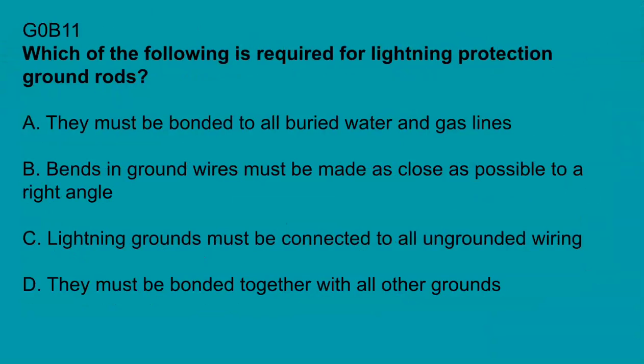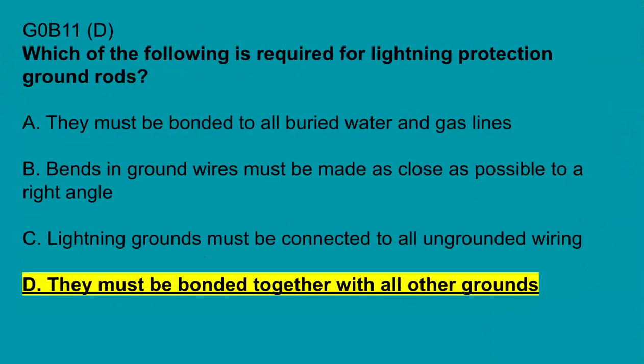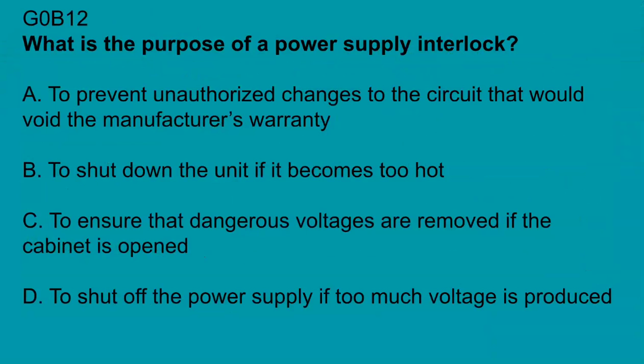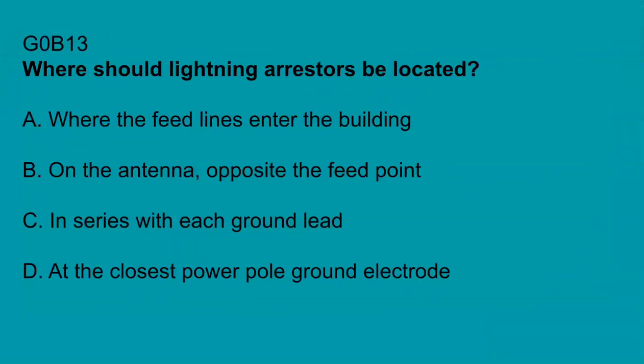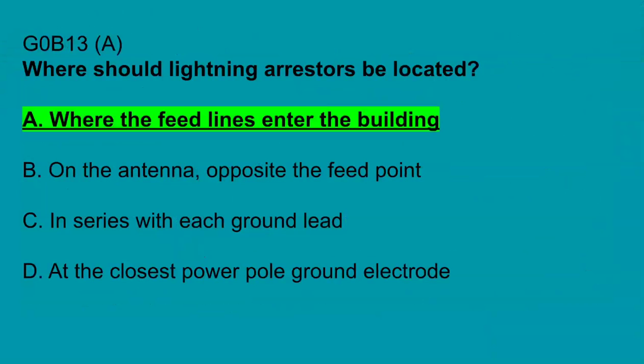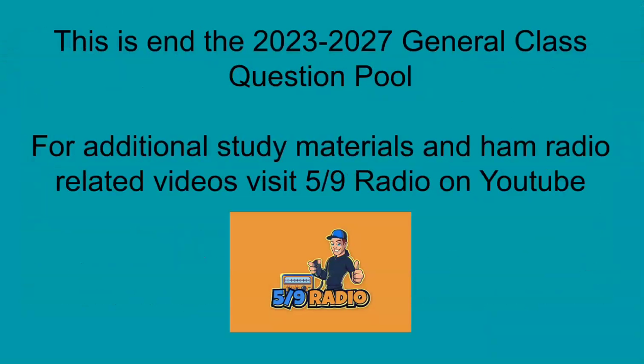G0B11, which of the following is required for lightning protection ground rods? They must be bonded together with all other grounds. G0B12, what is the purpose of a power supply interlock? To ensure that dangerous voltages are removed if the cabinet is opened. G0B13, where should lightning arresters be located? That's where the feed lines enter the building.